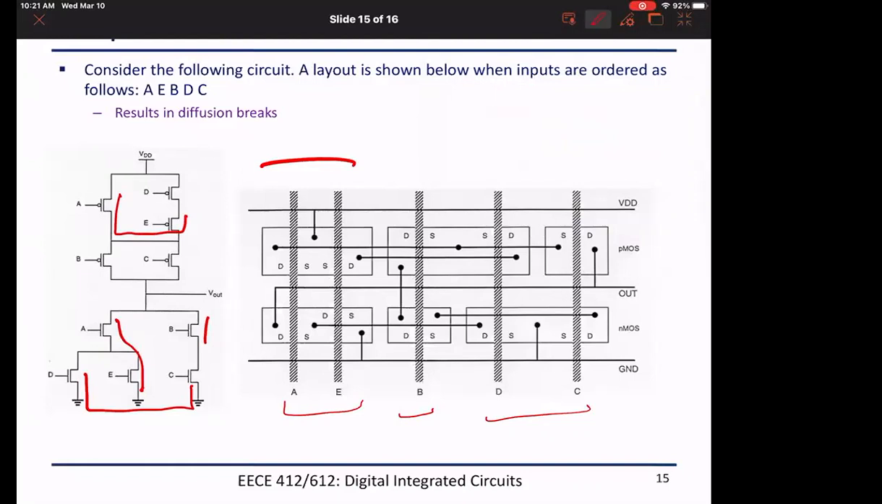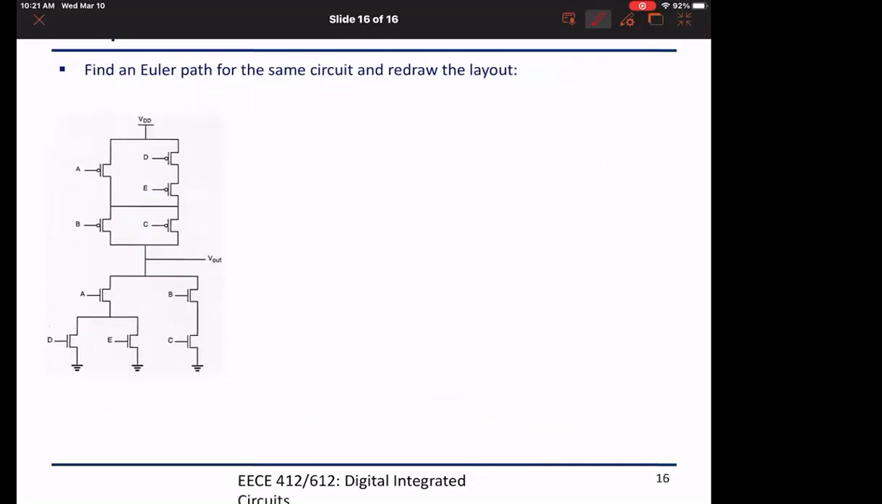Well, I don't know how he joined B and D. I'm assuming there's something wrong here. B cannot be joined with D. B can be joined with C. So maybe even here there is some mistake in the given. But this will result in diffusion breaks. Here we call them diffusion breaks, and you don't have to worry about this layout. And we don't want diffusion breaks.